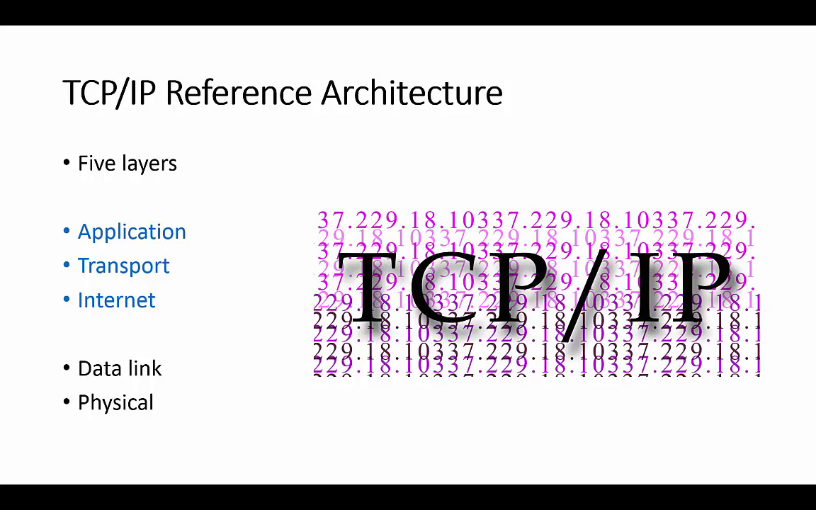The TCP/IP reference architecture has 5 layers. It of course has the application layer. It also has the transport layer and the internet layer, as well as data link and the physical layer. However, the TCP/IP reference architecture version of data link and the physical layers are not as popular as the TCP/IP reference architecture versions of application, transport, and the internet layers.